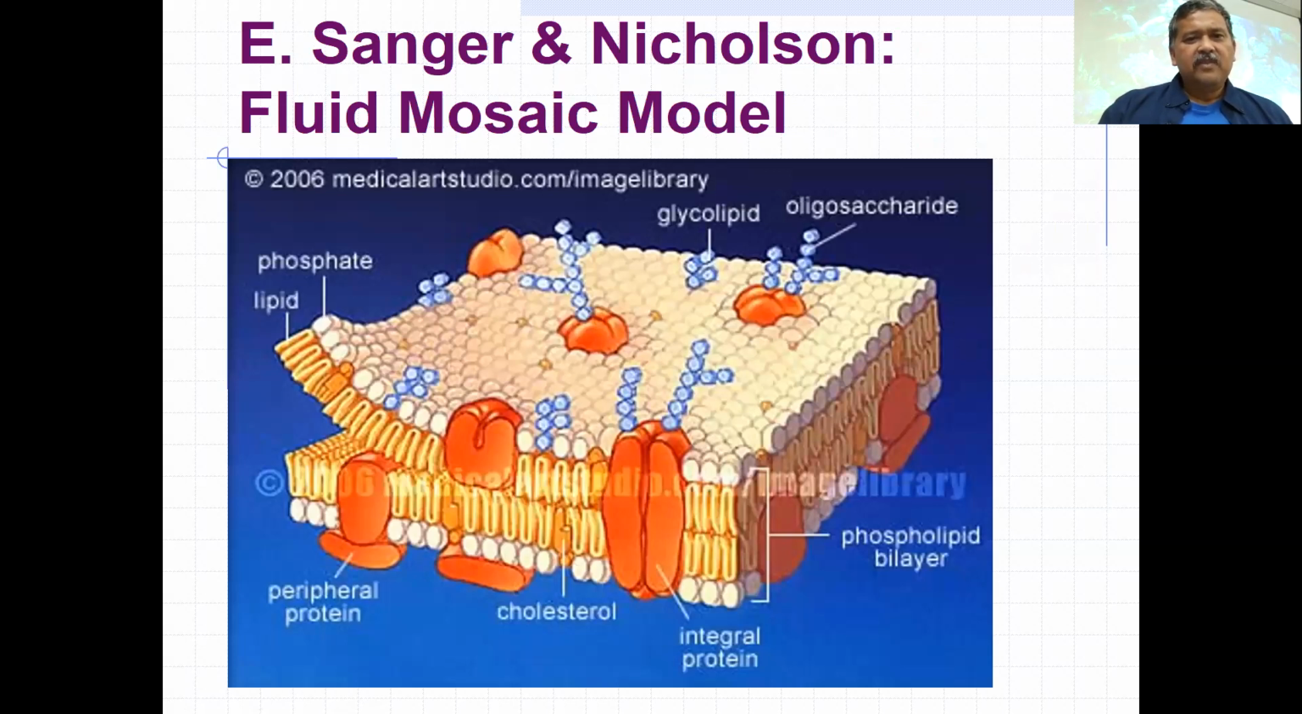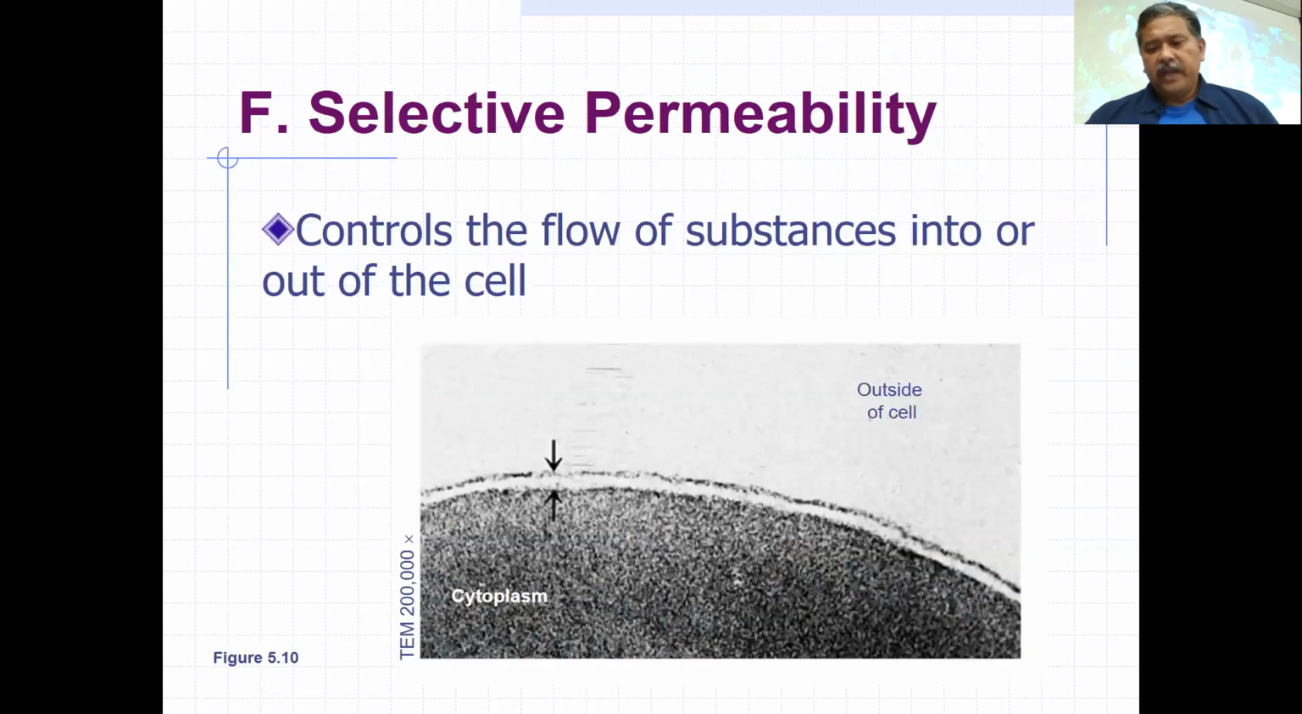All right, so here's another picture of the fluid mosaic model. This is all those lipids, those phospholipids, and then these proteins scattered about. So that's why we say it's a fluid mosaic model, which was proposed by Singer and Nicolson in the 50s, and I think they won the Nobel Prize for that. It's quite a discovery.